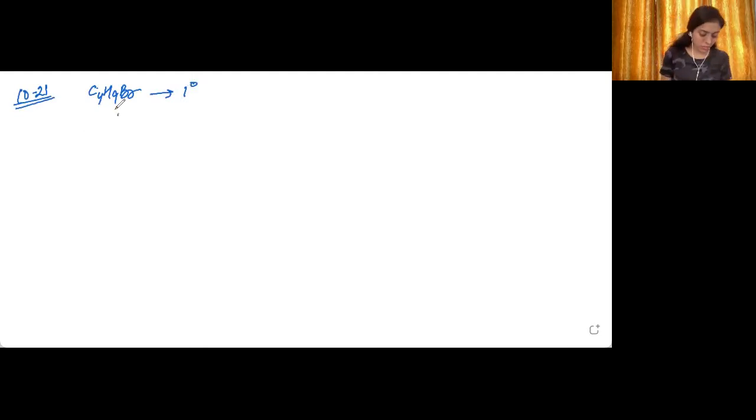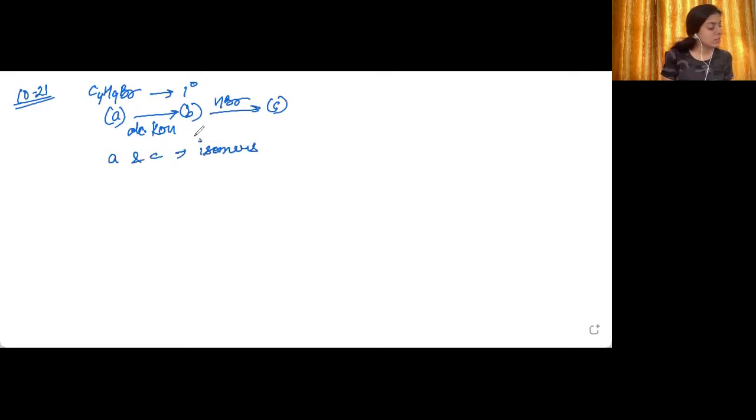Now this molecule, he's saying that it is A. It reacts with alcoholic KOH to give compound B. Okay, so A is reacting with alcoholic KOH to give compound B, right? Compound B is reacted with HBr to give compound C, which is an isomer of A. A and C, these are isomers.